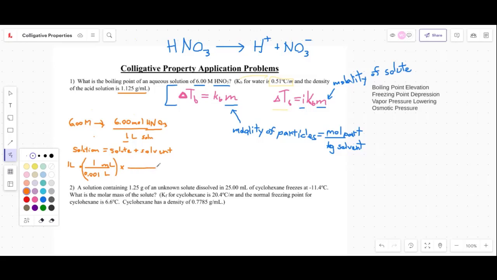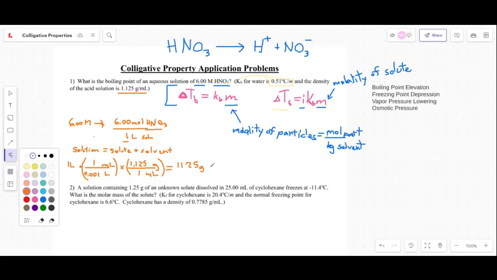But then I'm going to use my density of the acid solution to convert milliliters to grams. So this is milliliters, and I'm going to convert it to grams. And it's going to be 1.125 grams per milliliter. So once again, the 1 milliliter is a reference number, and the sig figs are the 1.125, that's 4, so my answer is going to be 4. And this is going to give me 1,125 grams.